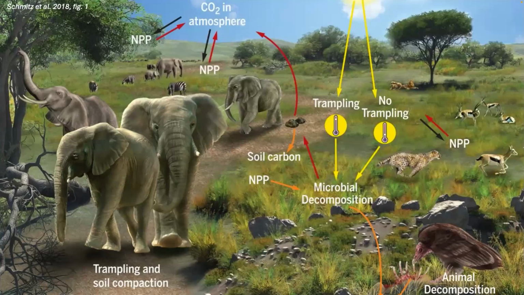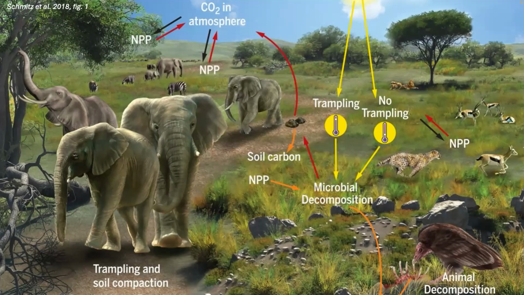This figure is from a 2018 paper led by my boss at Yale, Dr. Oswald Schmitz. And I think it really beautifully describes the relationships between big animals and the other organisms in their ecosystem and the physical structures of their habitats.